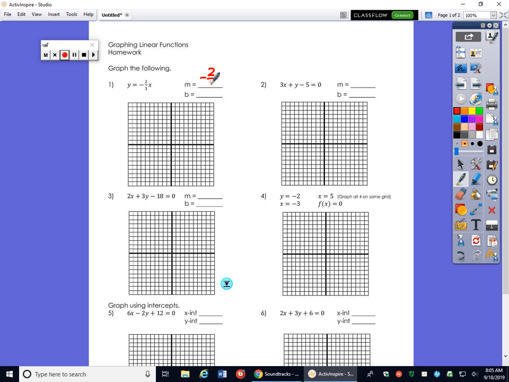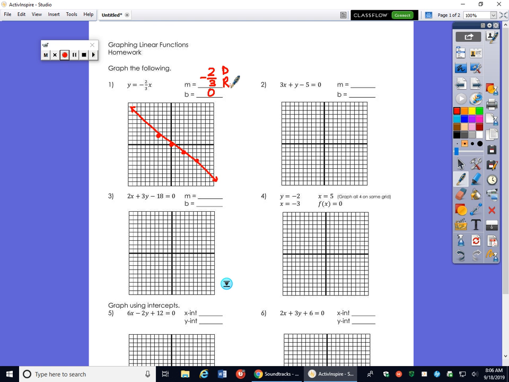And the y-intercept is 0, so that means we're going to begin at 0. We're going to go down 2 and to the right 3, or up 2 and to the left 3. Okay, remember that the negative makes us go down and the positive makes us go to the right.